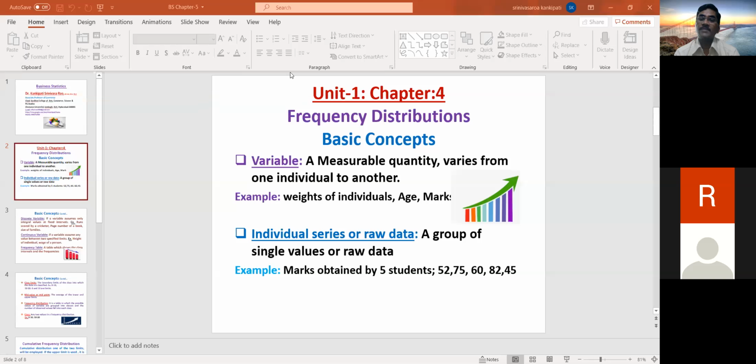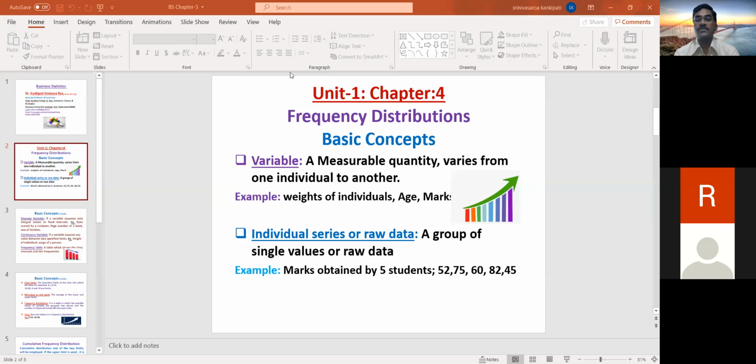Whenever the data is given, it has to be arranged in ascending order so that you can understand better. Better in the sense of who got fewer marks and who got more marks. That will be the advantage, you can understand better when you arrange the data in ascending order. As of now, what you are observing on the screen is only raw data.